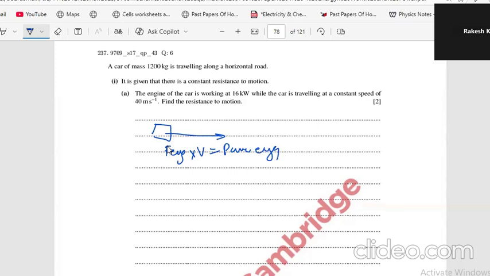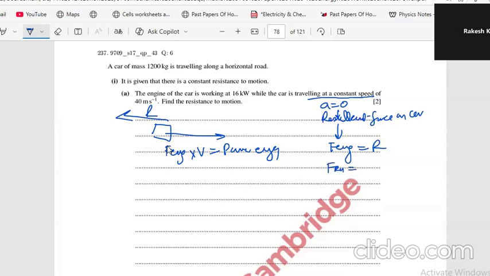So now when the car is moving at constant speed, that means there's zero acceleration. If acceleration is zero, resultant force is zero. Resultant force on the car is zero. If resultant force on the car is zero, it means that F engine is equal to the resistance. That means there's a resistance behind and they are equal. That is why F resultant is nothing but F engine minus R. So if this is zero, naturally F engine will become equal to R.